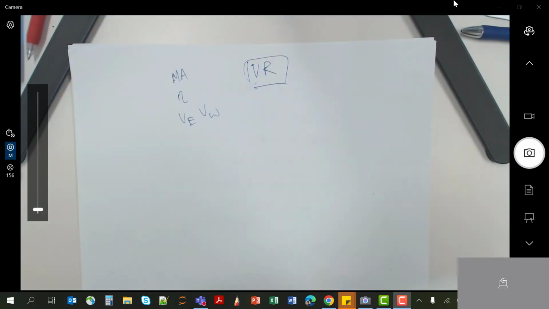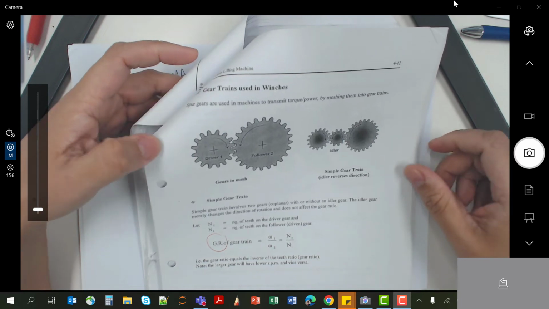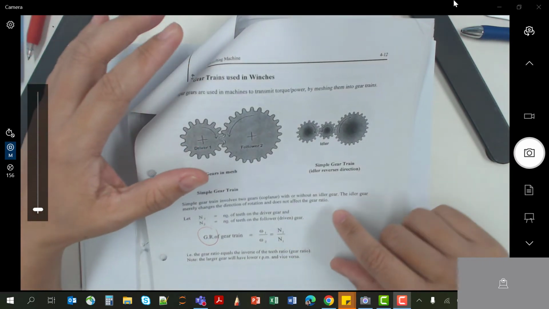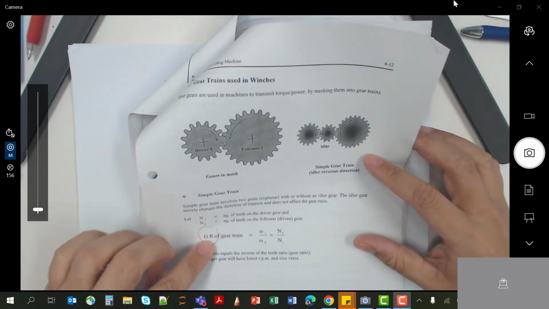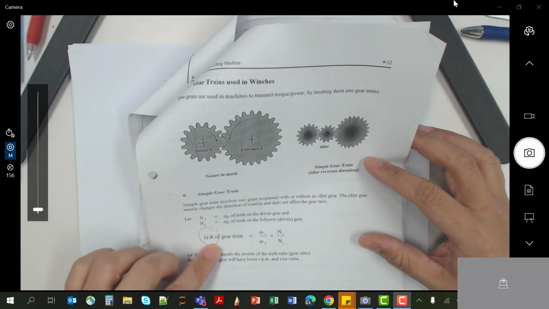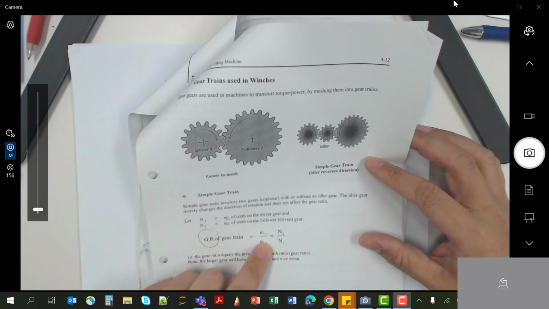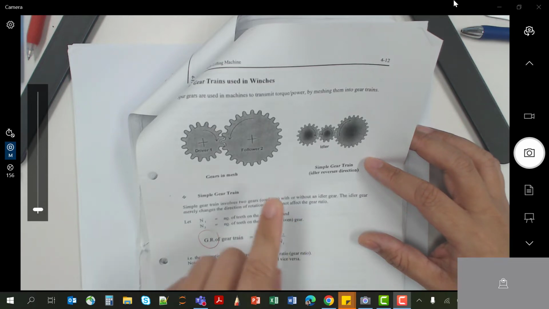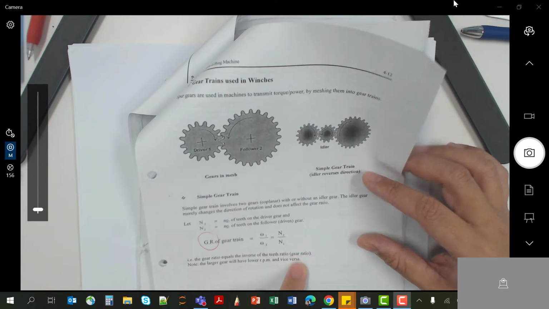All right. Another very typical example is the gear train. The formula is like this. You have a driver and a follower. The gear ratio for this case will be the number of teeth of the follower over the number of teeth of the driver, N2 over N1.